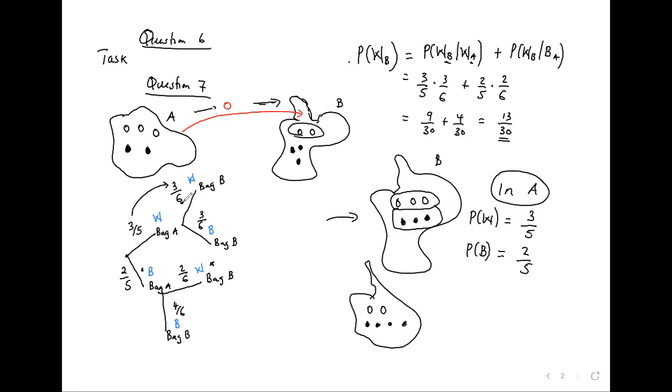If you pick white after bringing white, you have 3 out of 6 chances of picking white because you now have 3 whites. That is this probability here. Then, if you have taken white in B and you want to pick black, since you have 3 blacks, you have 3 out of 6 chance of having black. The total number of blacks has not been disturbed because you have brought in white.